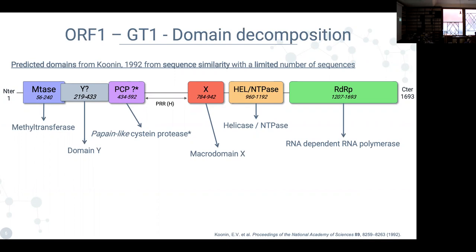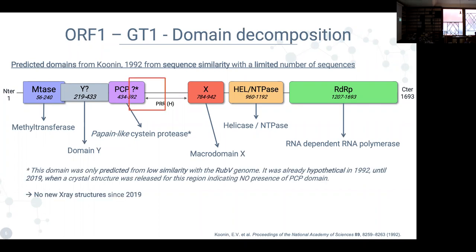They thought you could have a protease domain, a Y domain and a methyltransferase domain. I say they thought because the presence of the proteinase domain is still under debate in the HEV community. In 2019, a team released a crystal structure exactly at the position of the red square. It showed that it doesn't have any proteinase fold inside, but looks like a fatty acid binding domain. I will talk about that more now.